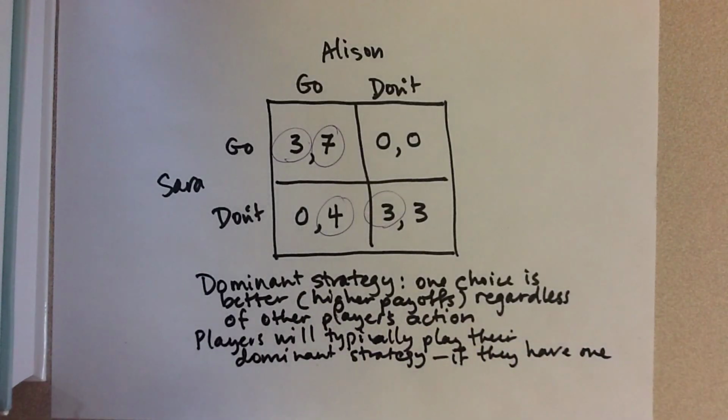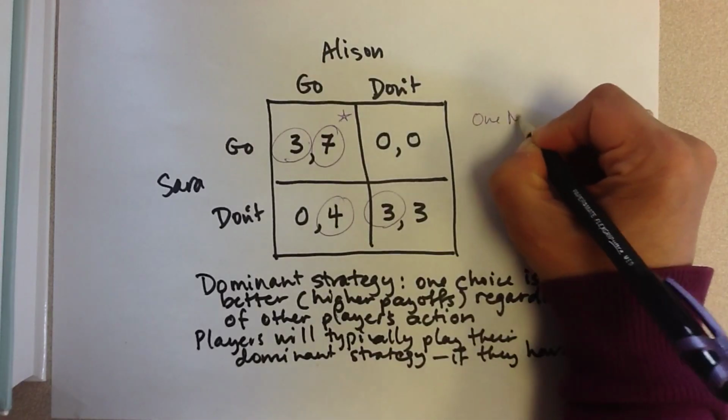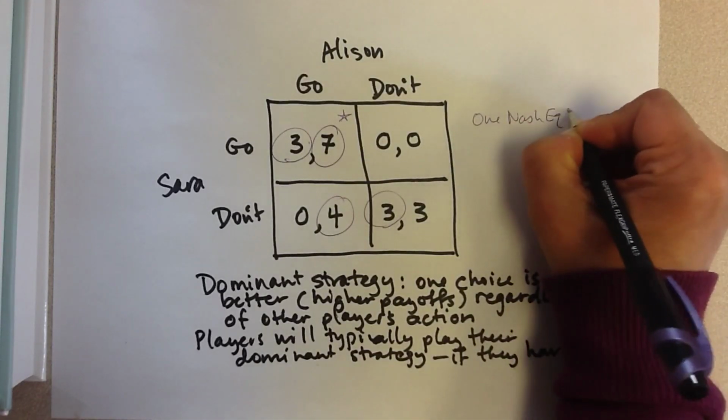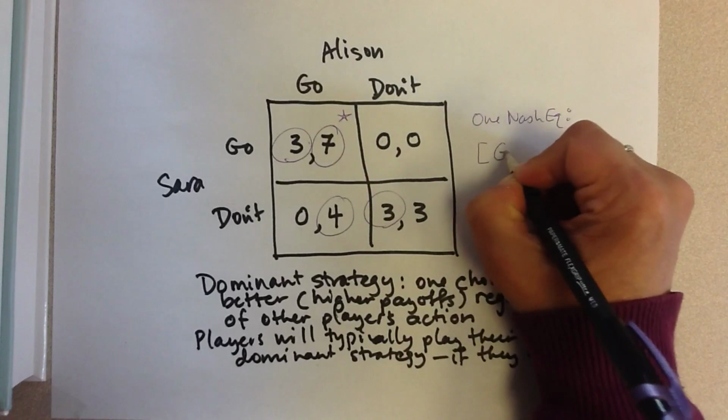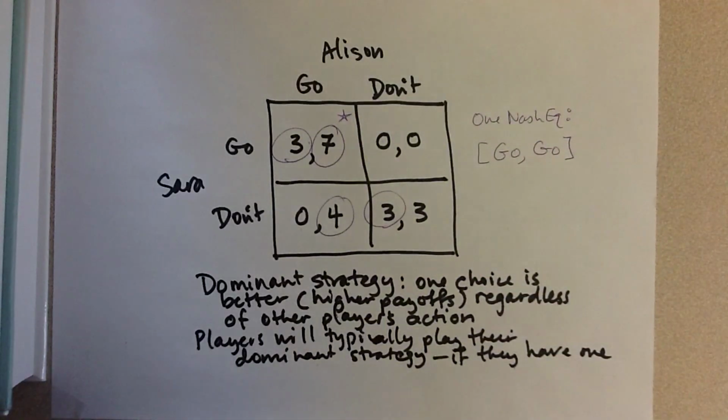Right, which they don't always. In the previous simple coordination game, neither of us had a dominant strategy, and that made it harder. We didn't know what to do. But now I can confidently predict Allison's going to go. I expect she's going to be there, and I can respond by going. And you can see that we now have only one Nash equilibrium, and that is going for both players.